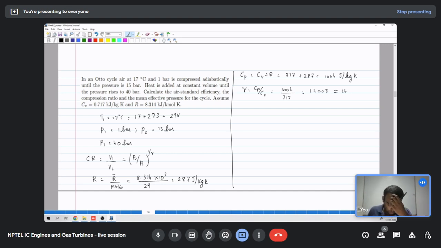Now we can calculate the compression ratio as P2 by P1 power 1 by gamma. P2 is 15 bar divided by P1 is 1 bar, power 1 by gamma is 1 by 1.4. So we have 6.92 as the compression ratio.